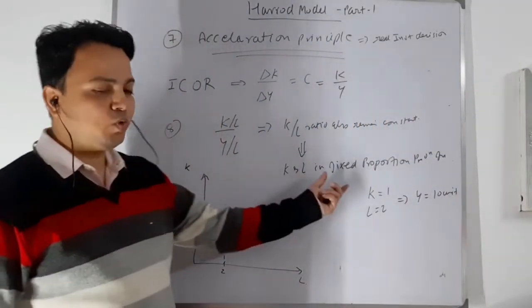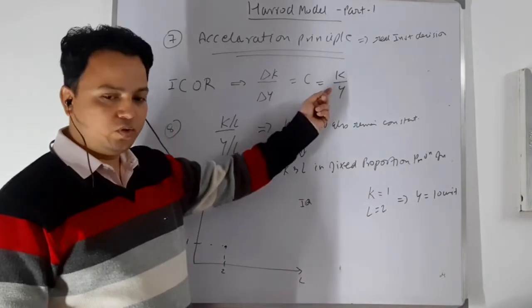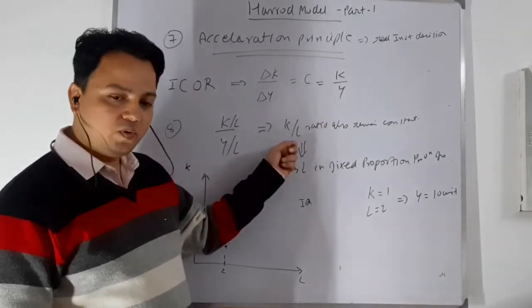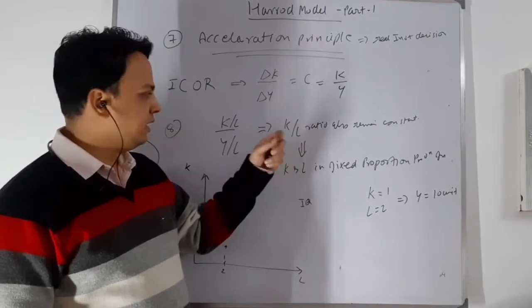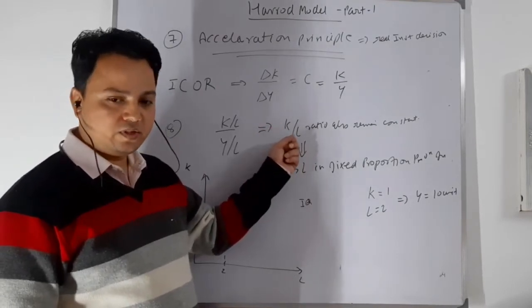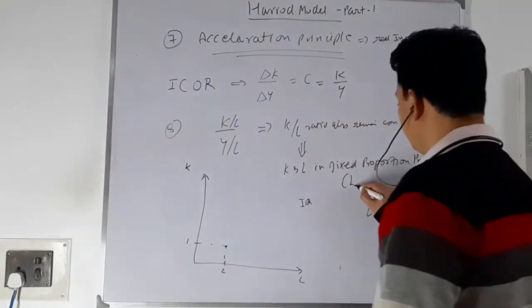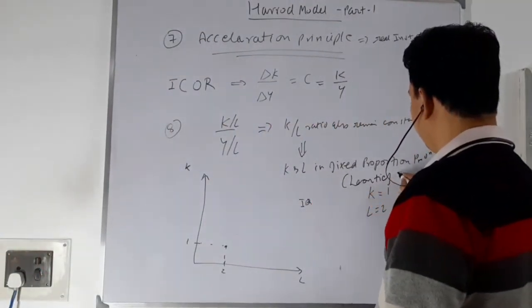Why do we have a fixed proportion production function? Because capital output ratio is constant. Since capital output ratio is constant, capital labor ratio will be constant. And when we are taking capital labor ratio to be constant, that means we have a fixed proportion production function. This is also called the Leontief production function.